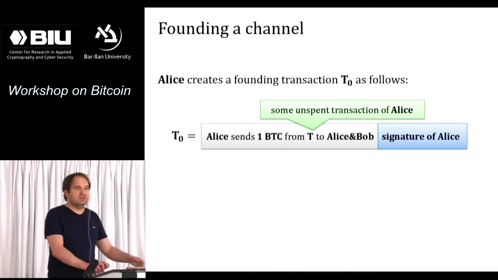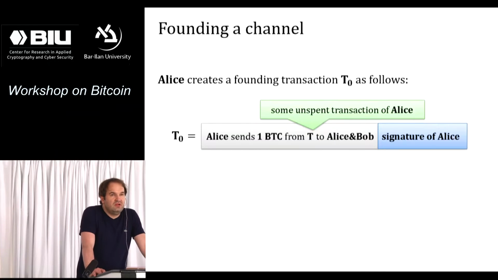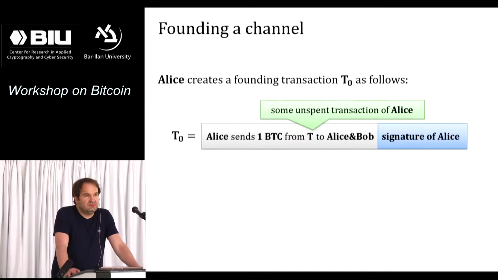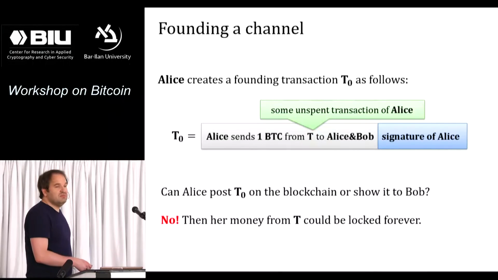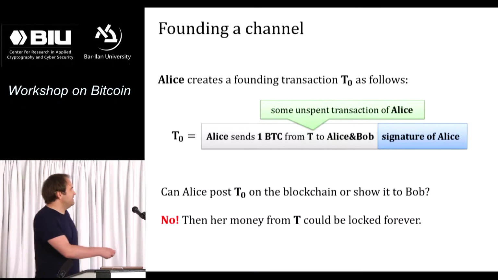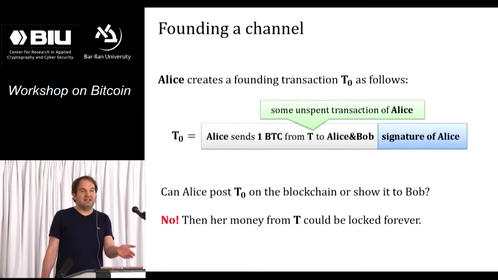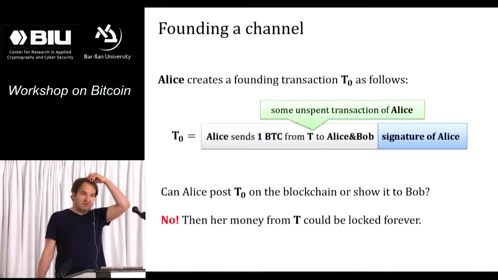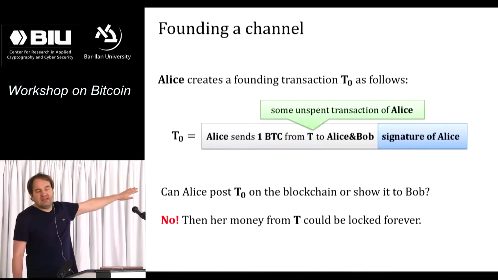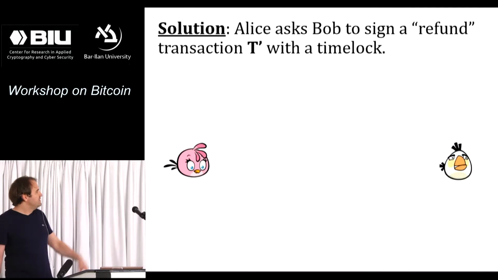And now, can she post this transaction on the blockchain? It's sort of risky, right? This is what Yuda was asking before. If she posts T0 on the blockchain, then her money can be locked forever, right? Because if Bob doesn't cooperate, then there is no way for Alice to force Bob to sign anything. So she just locked 1 Bitcoin somewhere, and it's not going to go back to her. This is the problem. So this is the first step that we have, but we need something more. So what do we do?